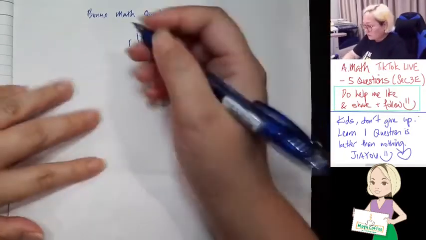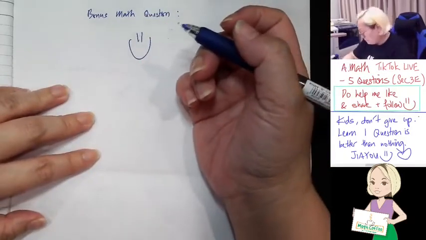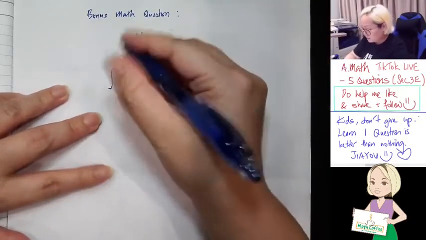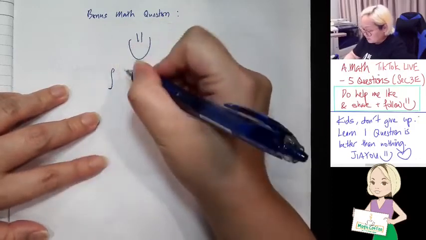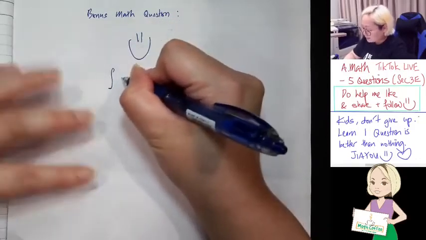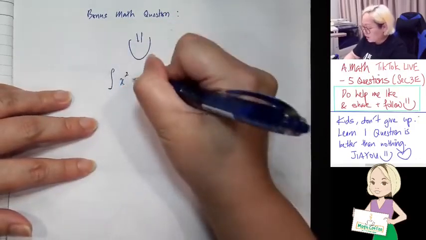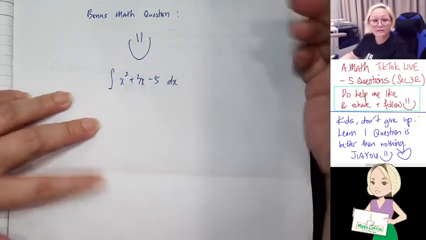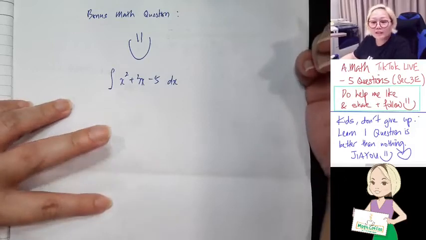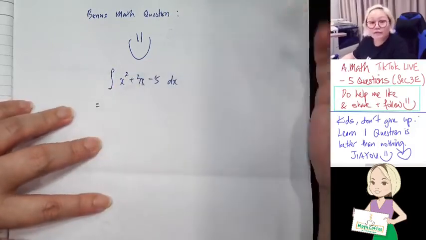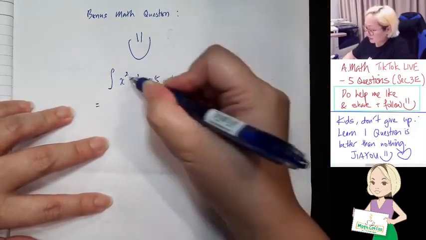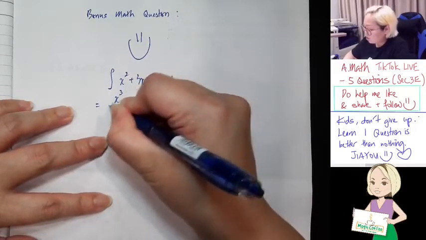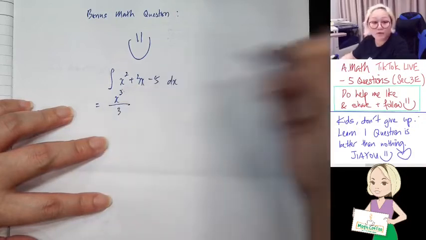Okay, so integration. Let's say I want to integrate a simple one: x squared plus 3x minus 5 with respect to x. This is integration. Integration is very straightforward, it's just power plus 1. So this one is just x. Power plus 1 means 2 plus 1 is 3, over the new power, which is 3 over here.